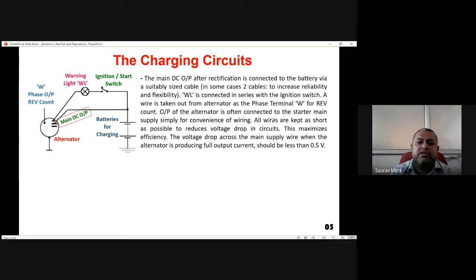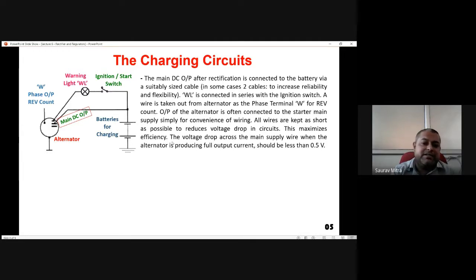The output of the alternator is often connected to the starter main supply, and it is simply for convenience of wiring. All wires are kept as short as possible because we don't want the power drop in the wires to be more. Okay, because there's already a constant supply, so the less power drop that happens in the wires the better. So all wires are kept as short as possible to reduce the voltage drop in the circuits.